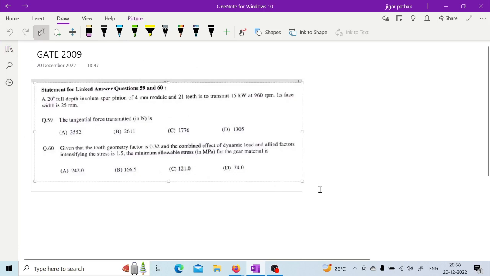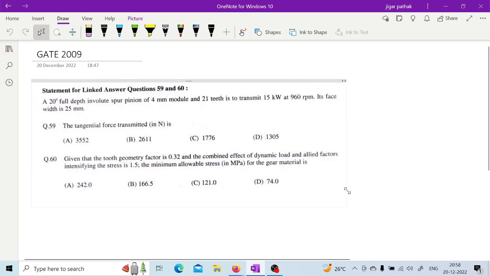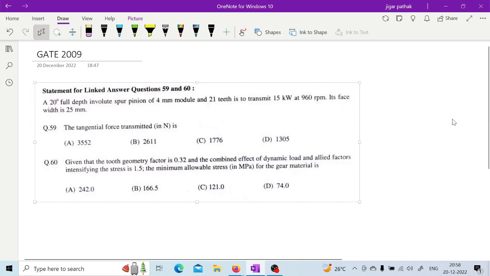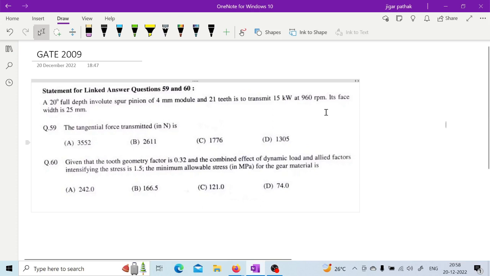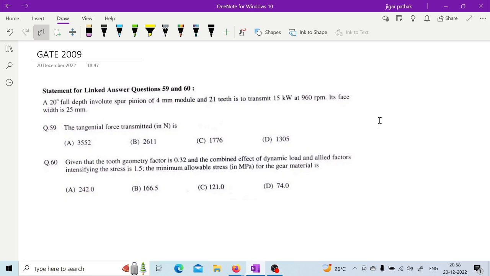Here a 20-degree full depth involute spur pinion of 4 mm module and 21 teeth is to transmit 15 kilowatt at 960 rpm. Its face width is 25 mm. The tangential force transmitted is, and given that the tooth geometry factor is 0.32 and the combined effect of dynamic load and allied factors intensifying the stress is 1.5, then the minimum allowable stress for the gear material. So let us see this one by one. Can you try this?